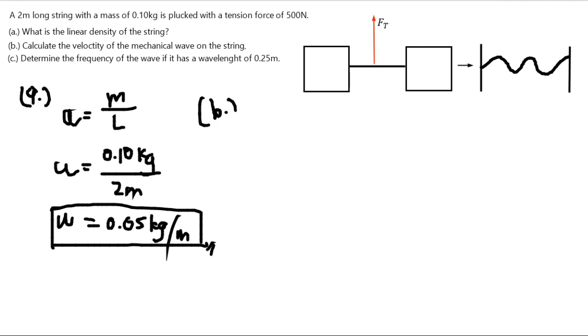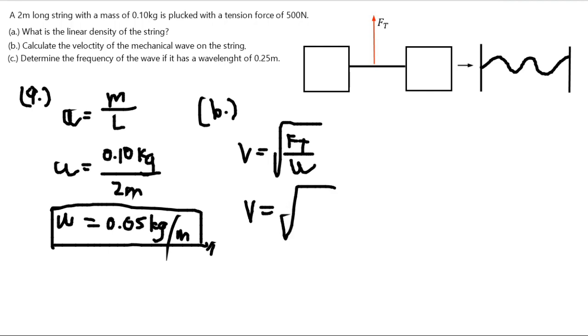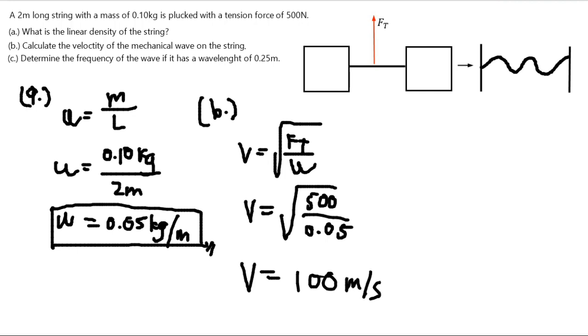So part B is to calculate the velocity of the mechanical wave of the string. So to calculate it, we got this equation. And the tension force now is just 500 newtons. And we also calculated the linear density, which is 0.05 kilograms per meter. So using our calculator. Why is my English so bad right now? I'm eating my words. So this is 100 meters per second.